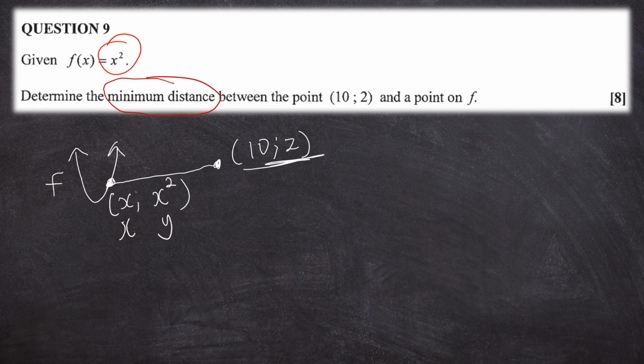In this case, f(x) is given as x squared. So this is a point on f of x. So what do we want to do? To find the minimum distance. Okay, so how do we minimize something?